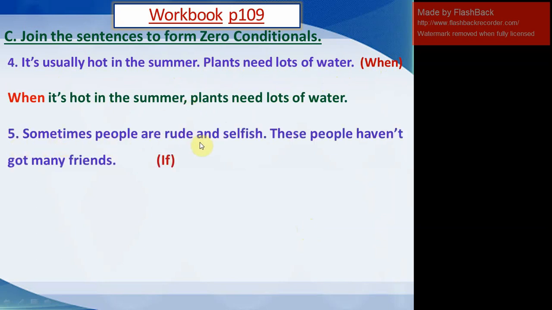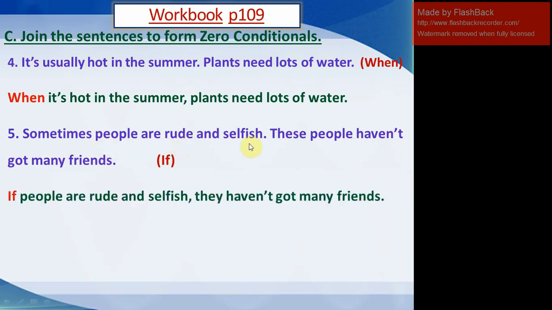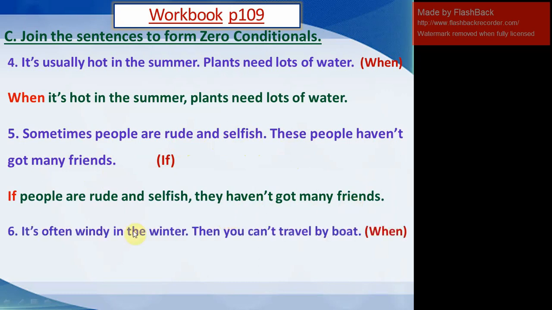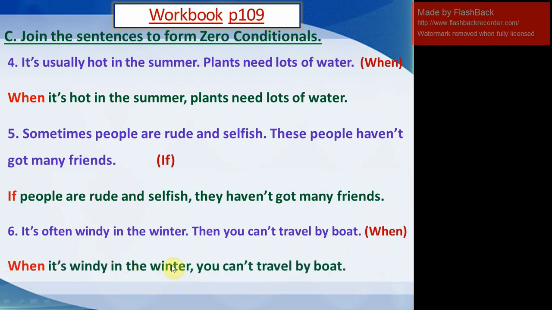Sometimes people are rude and selfish. These people haven't got many friends. Use if. We delete sometimes and we say, if people are rude and selfish, they haven't got many friends. It's often windy in the winter. Then you can't travel by boat. Use when. We delete often, we delete then, and we start with when. When it's windy in the winter, you can't travel by boat.